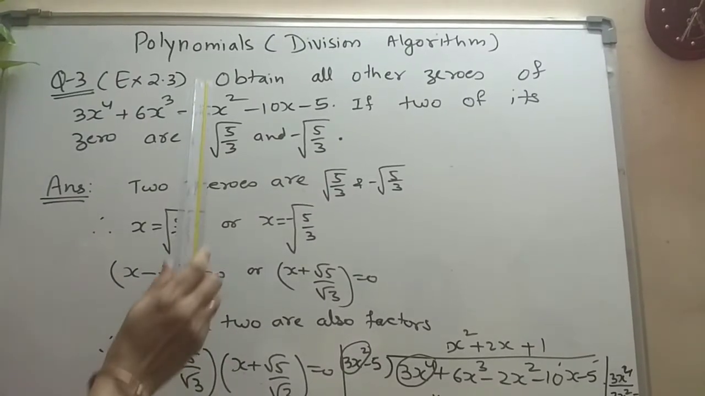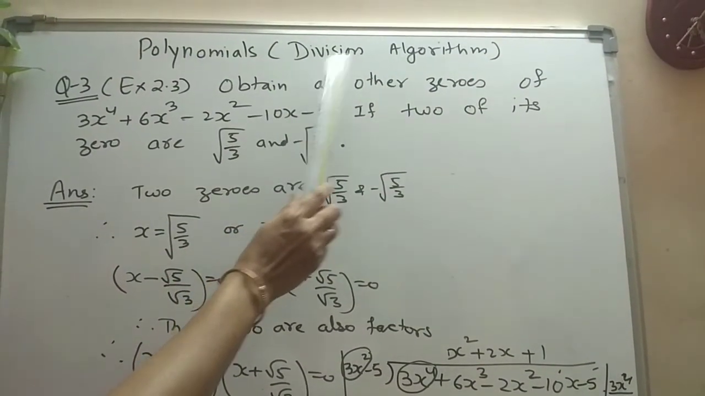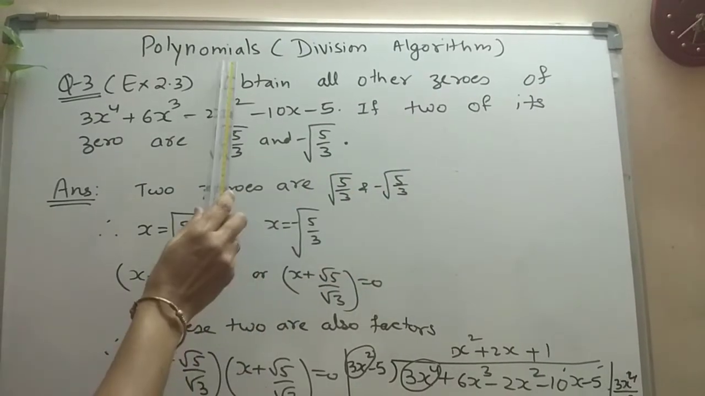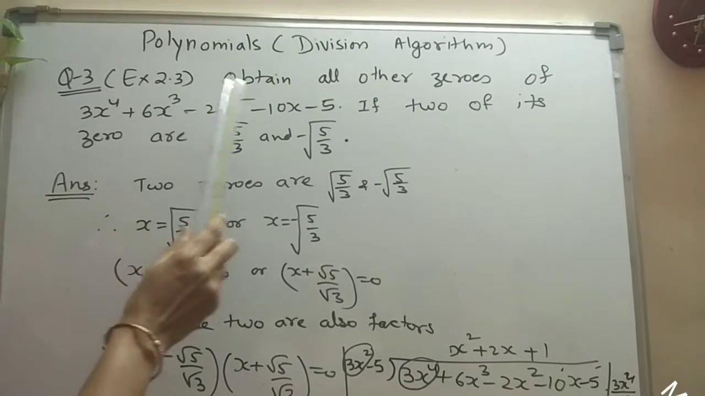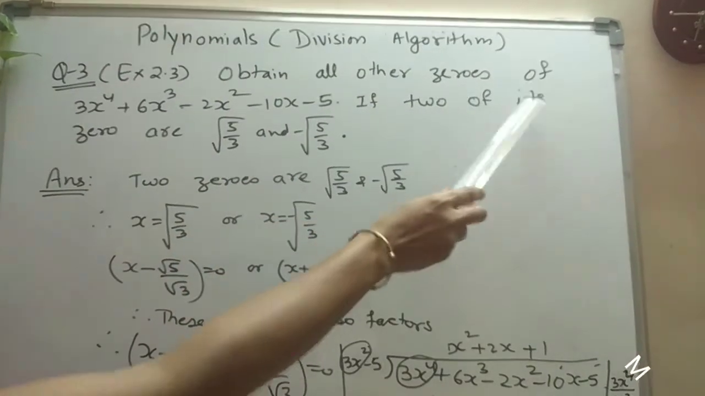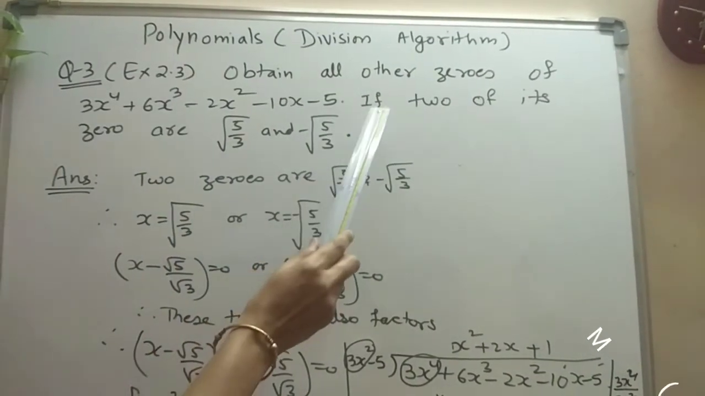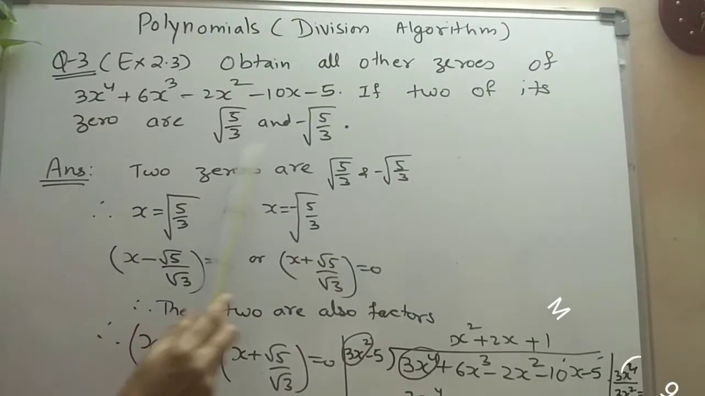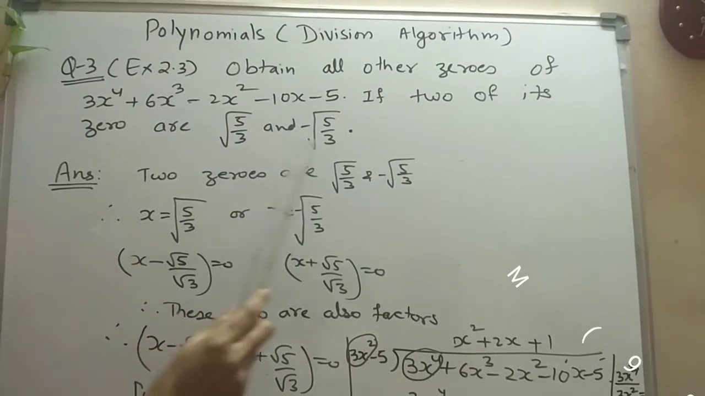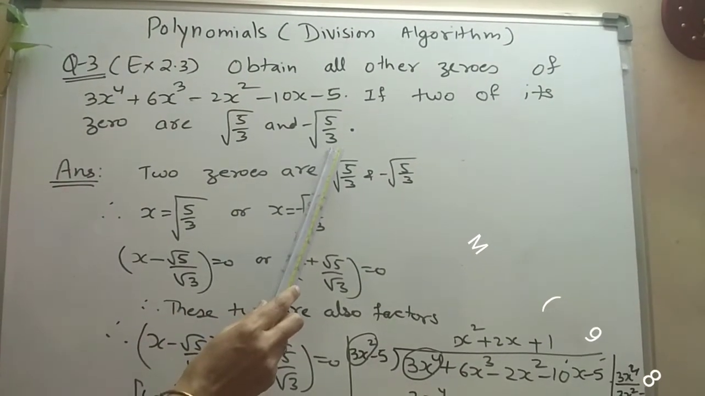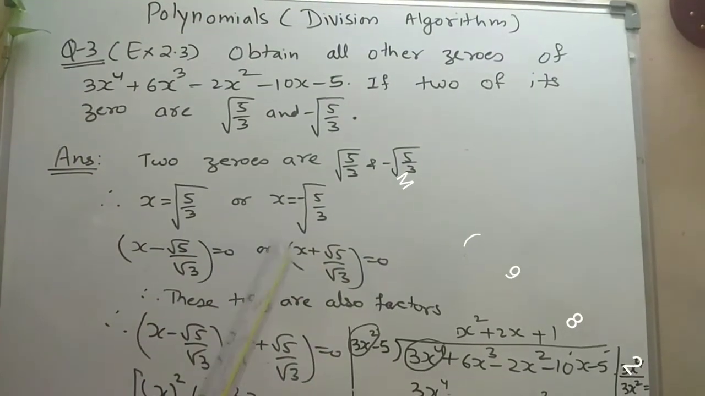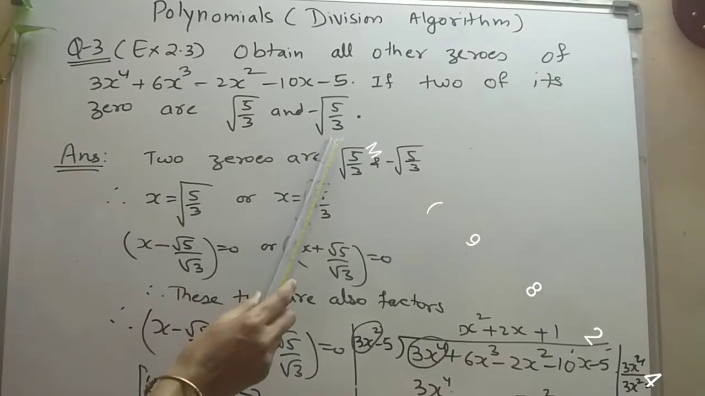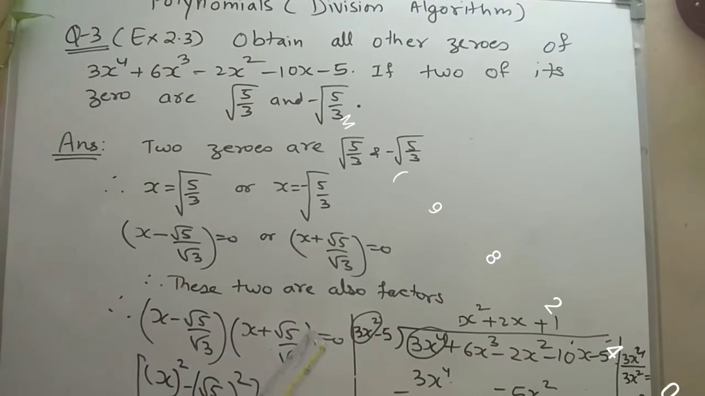Hello friends, we are proceeding further in division algorithm, which is a part of the polynomial. So there is one typical question which states: obtain all other zeros of this polynomial if two of its zeros are these two. That means these two are zeros which are given to you. For this polynomial you have to find the other zeros. The other way round, these two solutions are given, you have to find the other solutions.